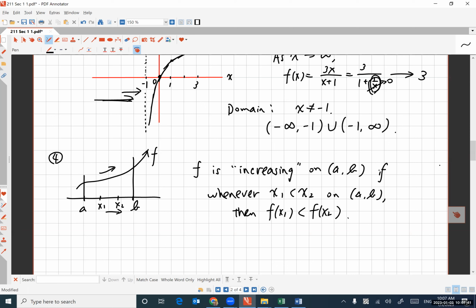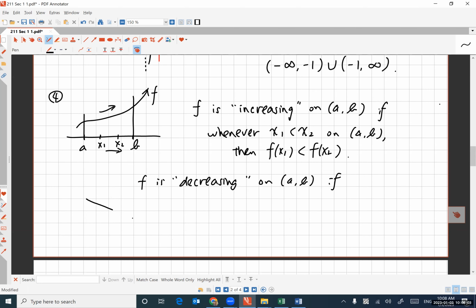And of course, you can also define f is decreasing. f is decreasing on a, b if, now you may say, well, I want to switch both of these lines. Well, no, you can't do that. Decreasing means this.